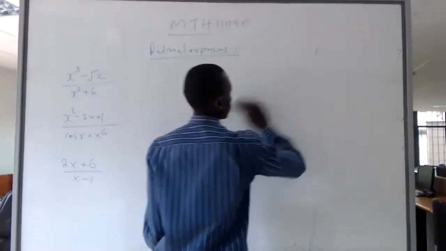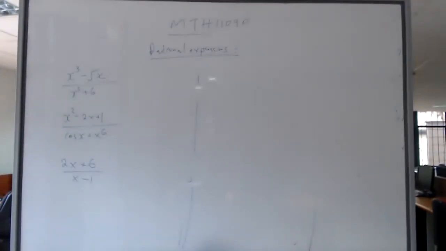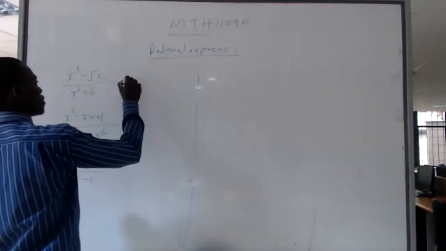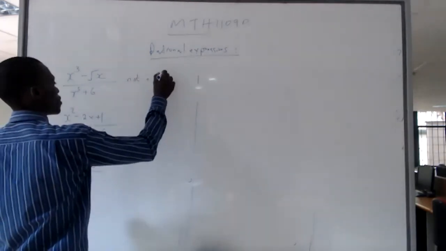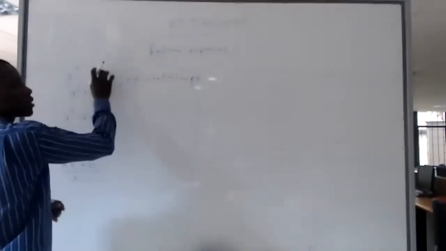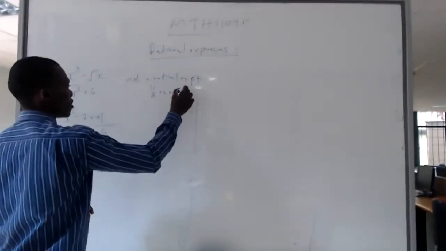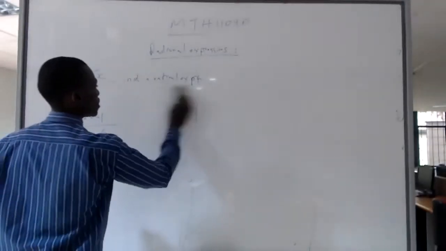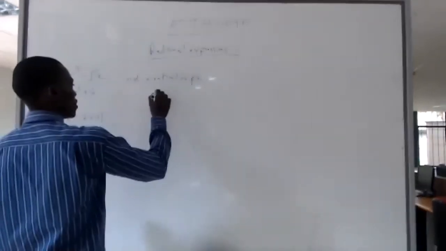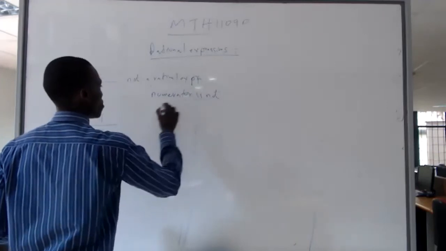The first one is not. Reason? The exponent of the second x is not an integer. Yes, so this is not a rational expression. The reason being that we have a half as an exponent. Or just say the numerator is not a polynomial.